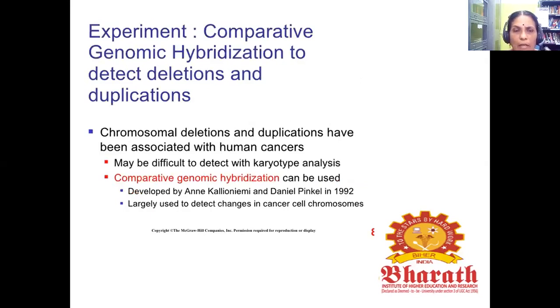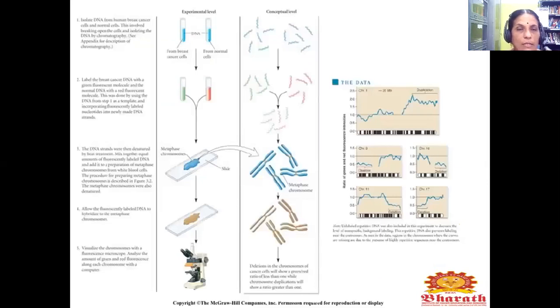Then you see the experiment to compare genomic hybridization to detect deletions and duplications. Chromosomal deletions and duplications have been associated with human cancers. They may be difficult to detect with karyotype analysis. Comparative genomic hybridization can be used, developed by Anne Kallioniemi and Daniel Pinkel in 1992, and it is largely used to detect changes in cancer cell chromosomes. So this is the experimental level. Next one is the conceptual level.